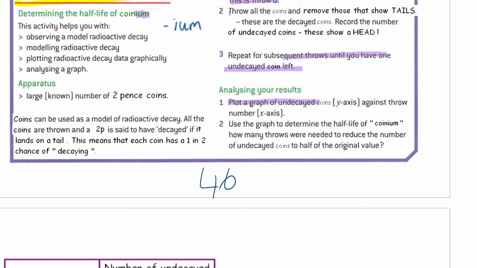Just remembering all along, why are we doing this? We are using coins to model the radioactive decay. More on that later. Let's watch the video now and take some readings.